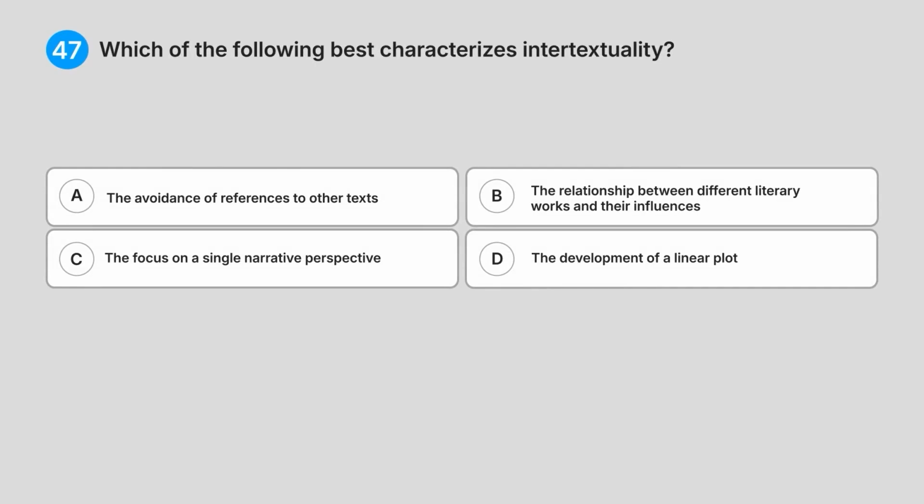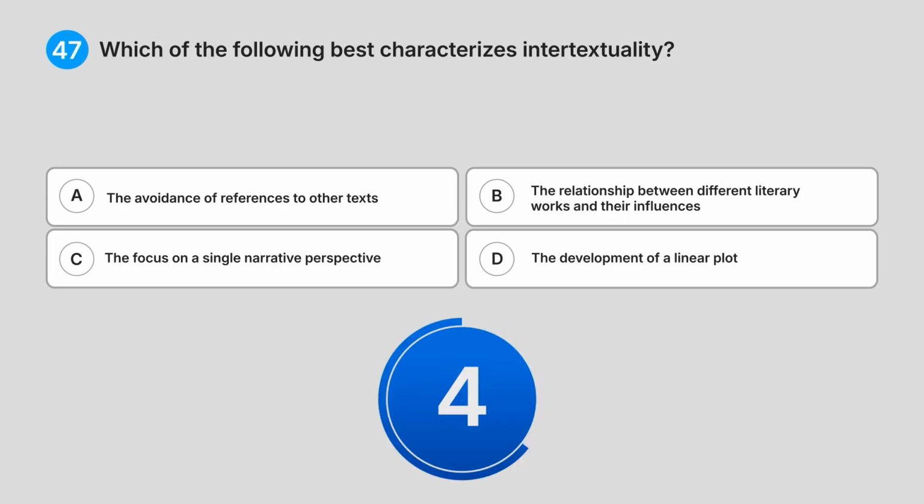47. Which of the following best characterizes intertextuality? A. The avoidance of references to other texts. B. The relationship between different literary works and their influences. C. The focus on a single narrative perspective. D. The development of a linear plot. Do you know the answer?